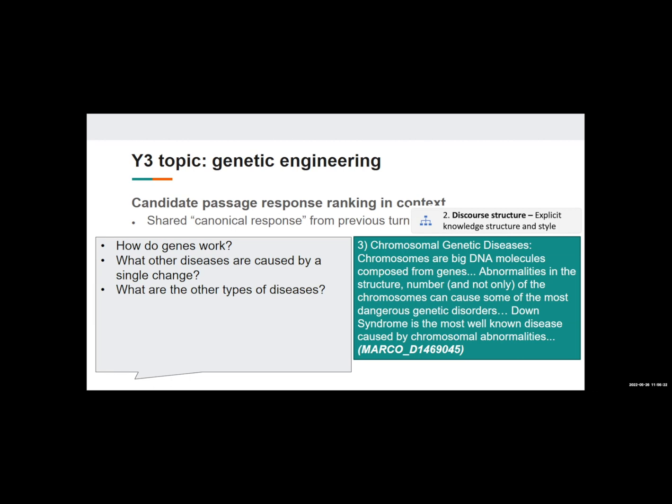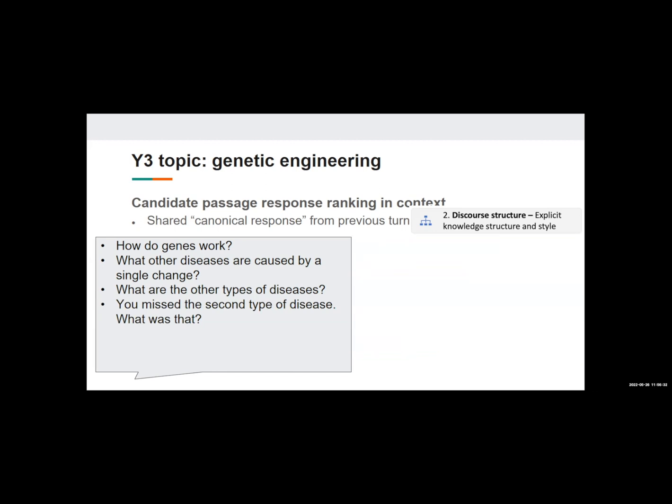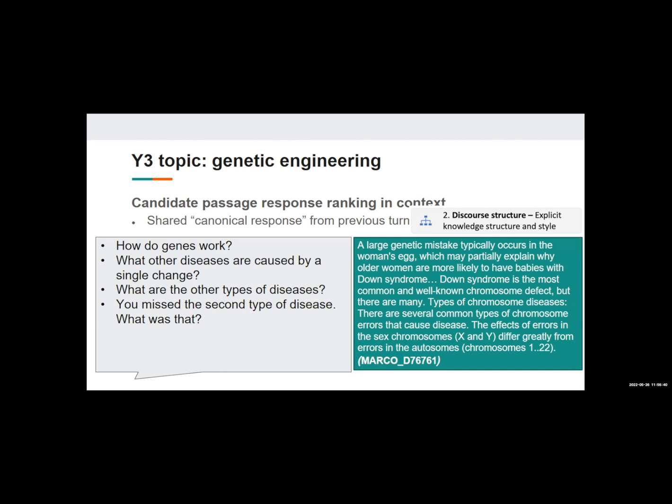But we skipped the 2nd one. This is chromosomal genetic diseases caused by large DNA molecules. And so you missed the 2nd type of disease. So what was that? In this case, the user is providing feedback, saying, I wanted the 2nd one. And the system is not a question, right? It's feedback and a question. And the system doesn't know what to do. It gets confused effectively and returns information about a related set of passages.